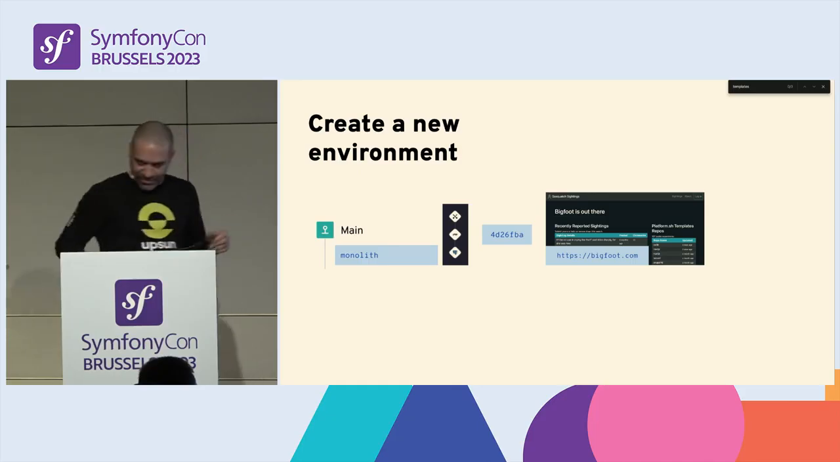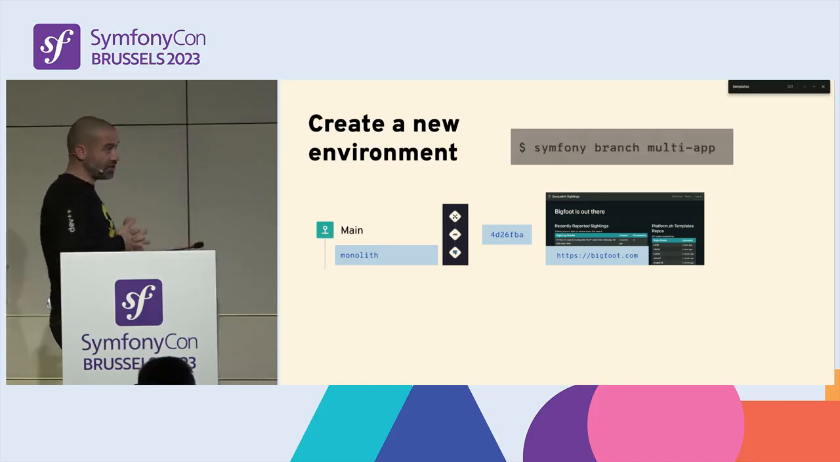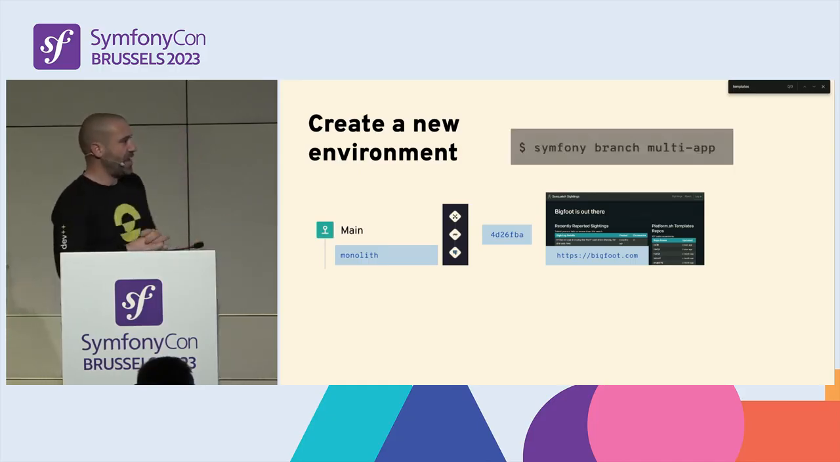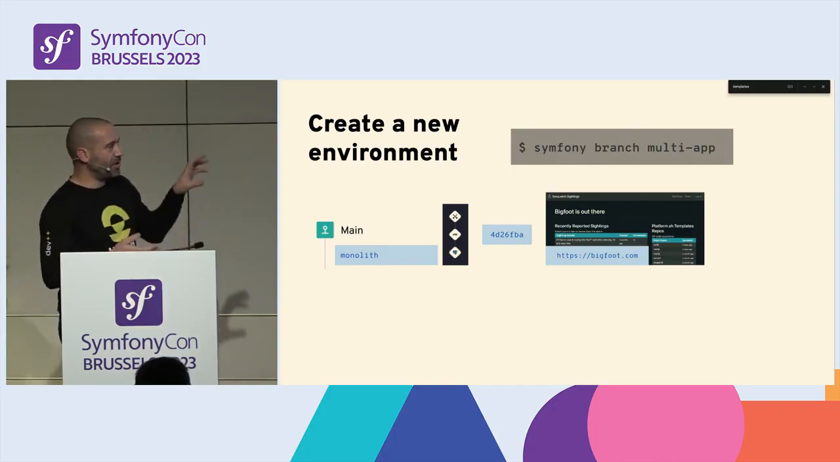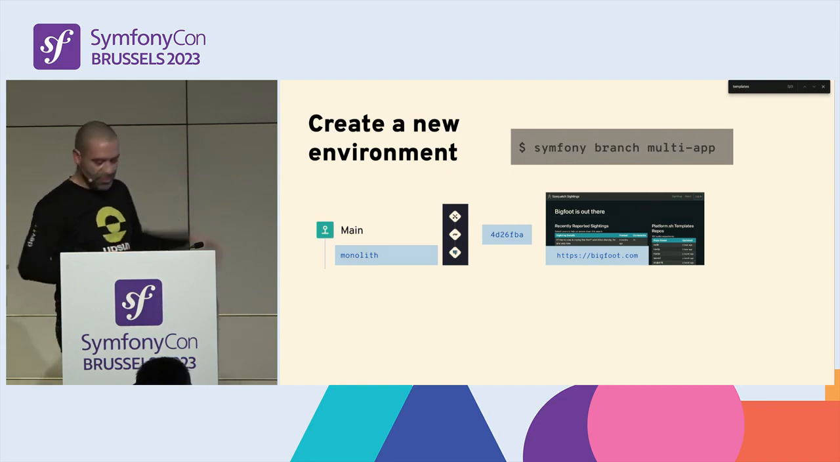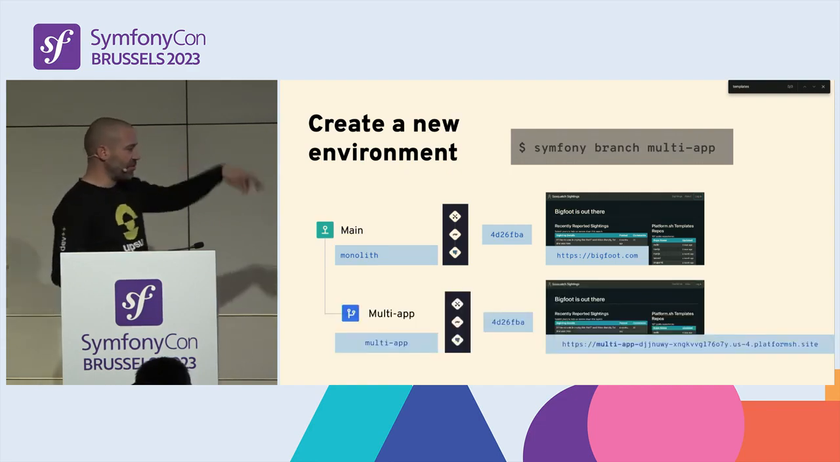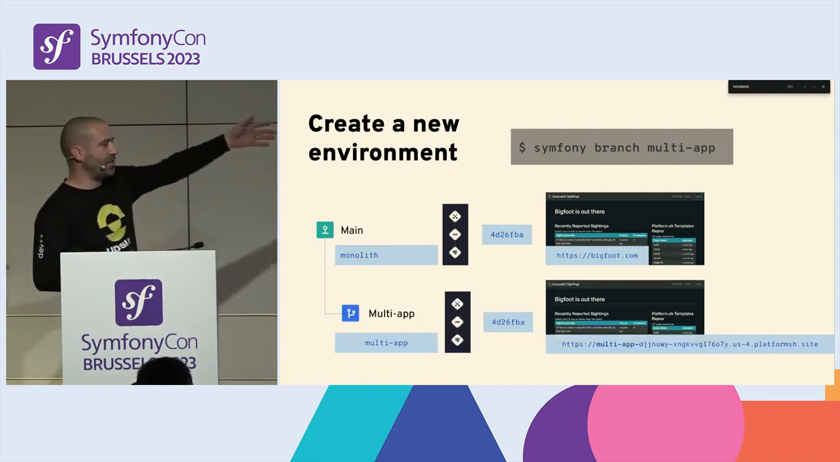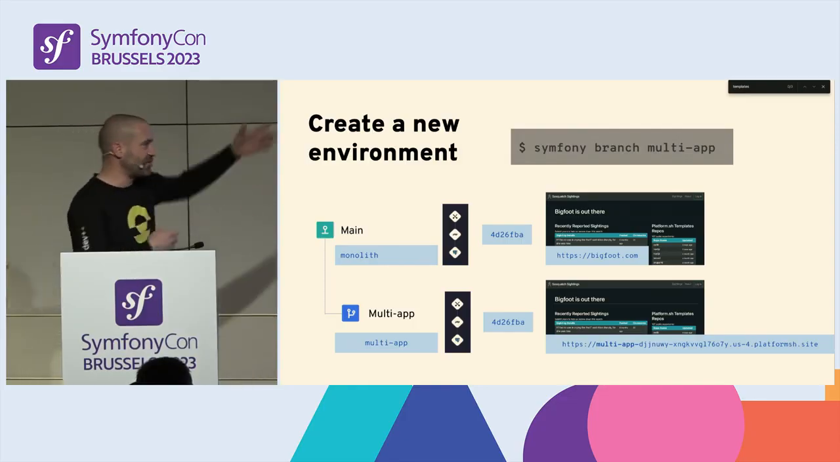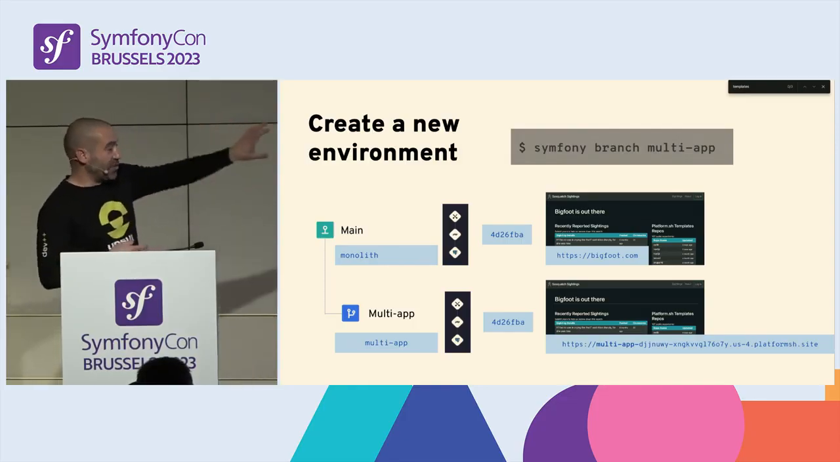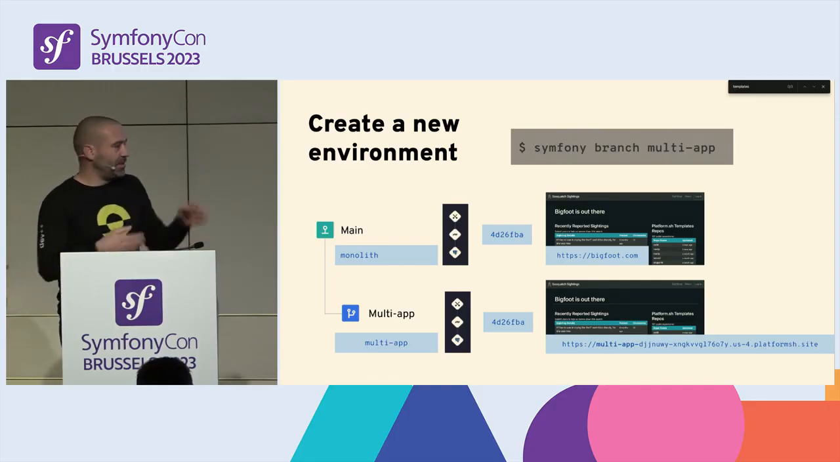So first, you need to create a new branch using the Symfony CLI, and it will automatically create your local Git branch and also create the corresponding environment based on your previous branch, and so the previous environment, so having the same data.